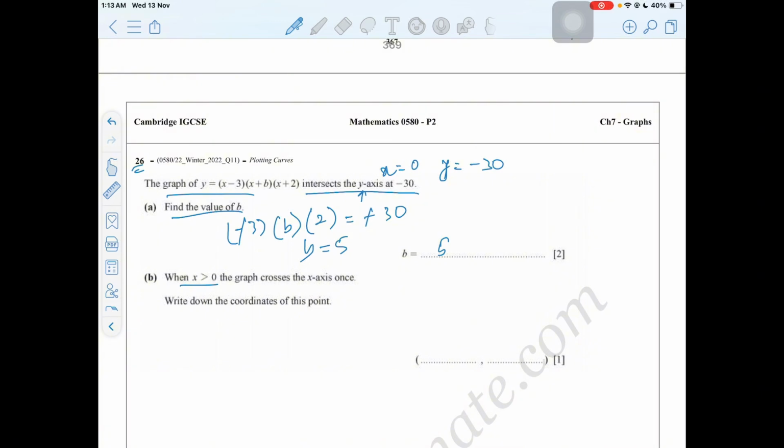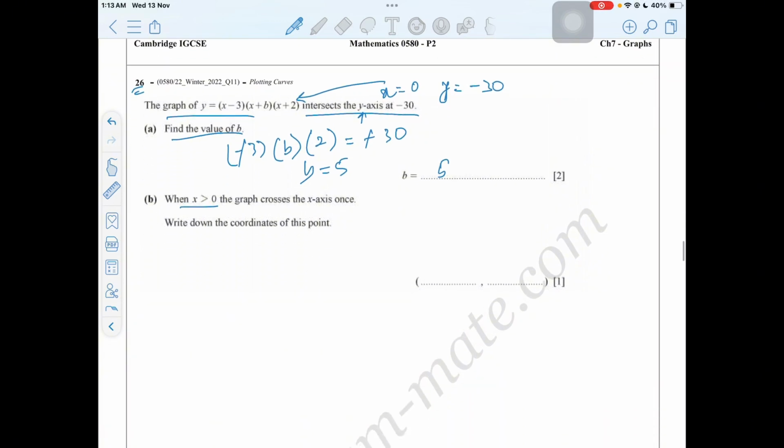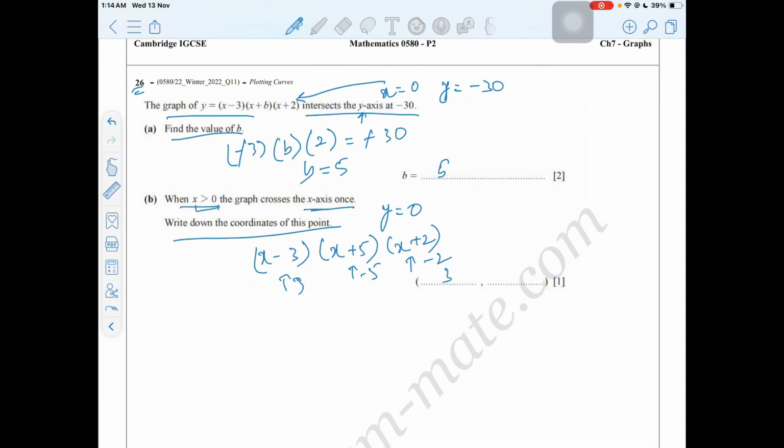When x is 0, I've simply plugged in x equals 0 over here. Right? So when x is greater than 0, the graph crosses the x-axis once. Write down the coordinates of this point. Crossing the x-axis once means y equals 0. When y equals 0 and x is greater than 0, we have x minus 3, x plus 5, and x plus 2. This would give us negative 2, this would give us negative 5, this would give us positive 3, right? So this would be 3 and 0.